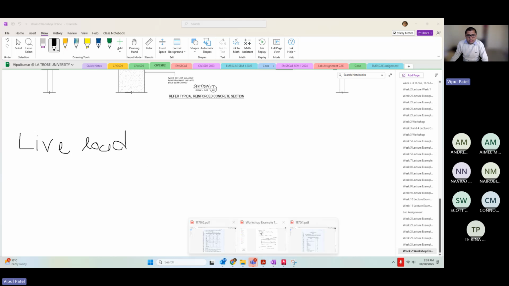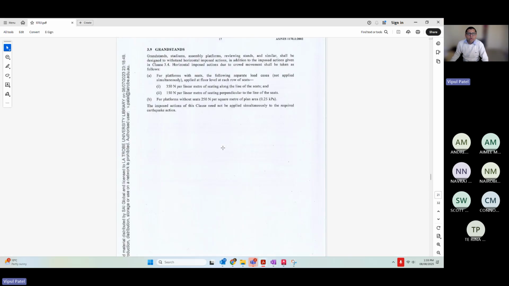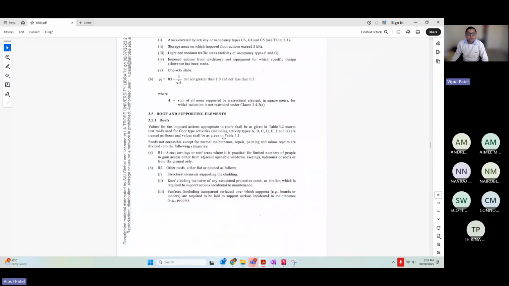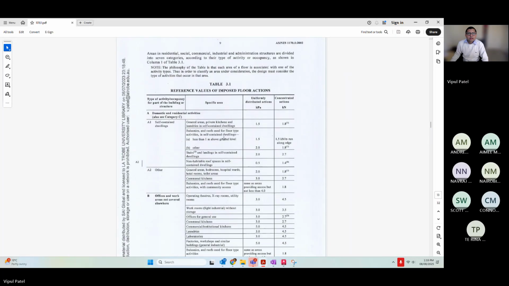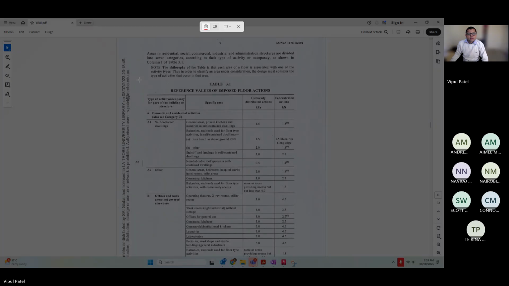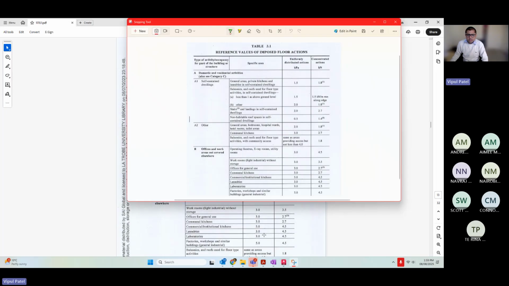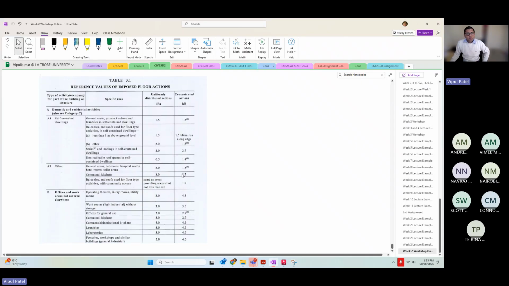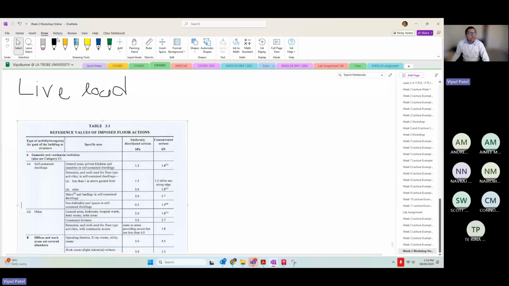So let me go back to the standards. This is residential, and the live load that we're going to get is from this table 3.1. That is the easy peasy table, and that is your live load. Now for live load, the story is here.